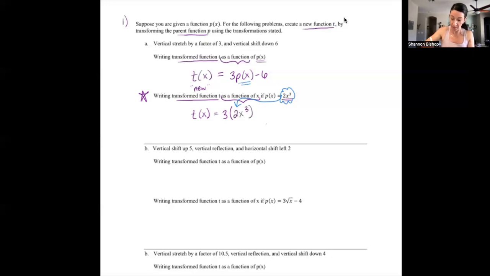And don't forget, yes, minus 6 as well. Now, for me, you can just stop there. You've already applied the transformations. As far as I'm concerned, it's done. If you really wanted to simplify it, you could.